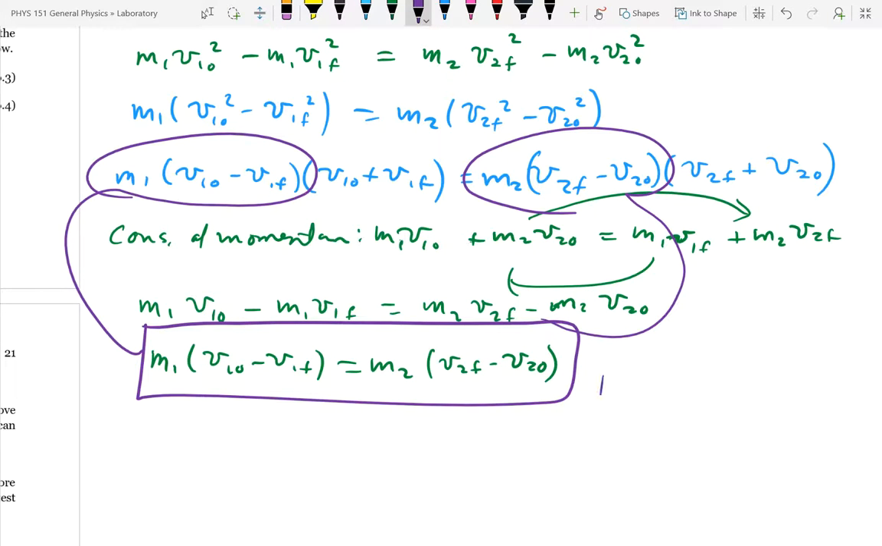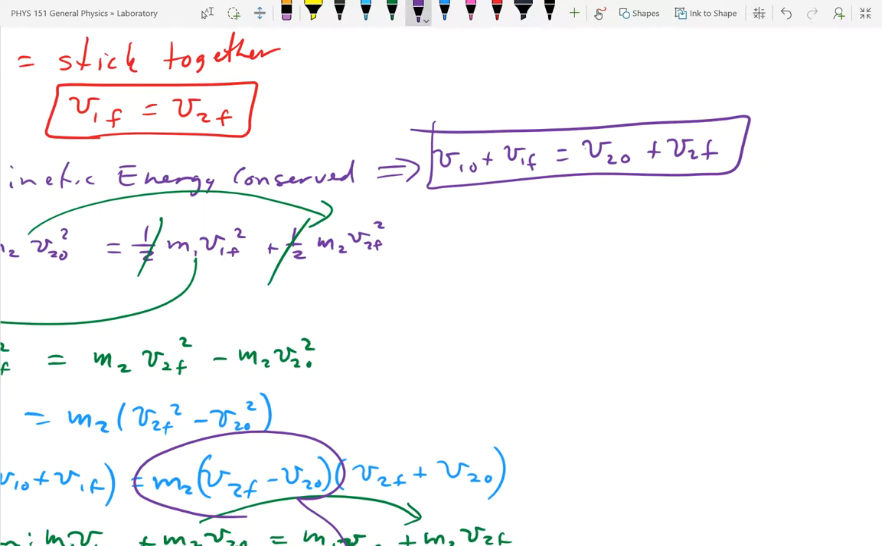This is our first equation for an elastic collision, and this is our second equation for an elastic collision. And so we use those two equations, and we can calculate what goes on in a collision. So in a problem, we have two possible equations. If it's inelastic, V1 final equals V2 final, and momentum is conserved. If it's elastic, we have the same conservation of momentum, and the sum of initial and final for car 1 is equal to the sum of initial and final for car 2.